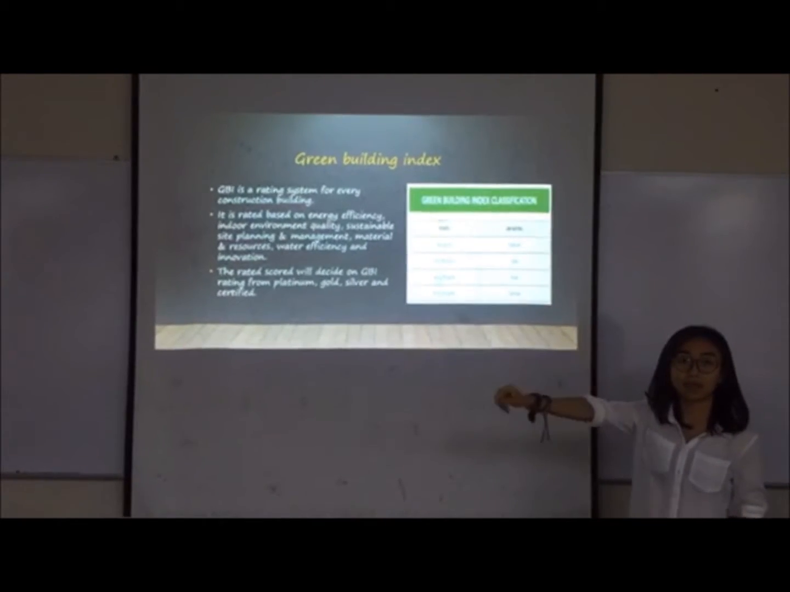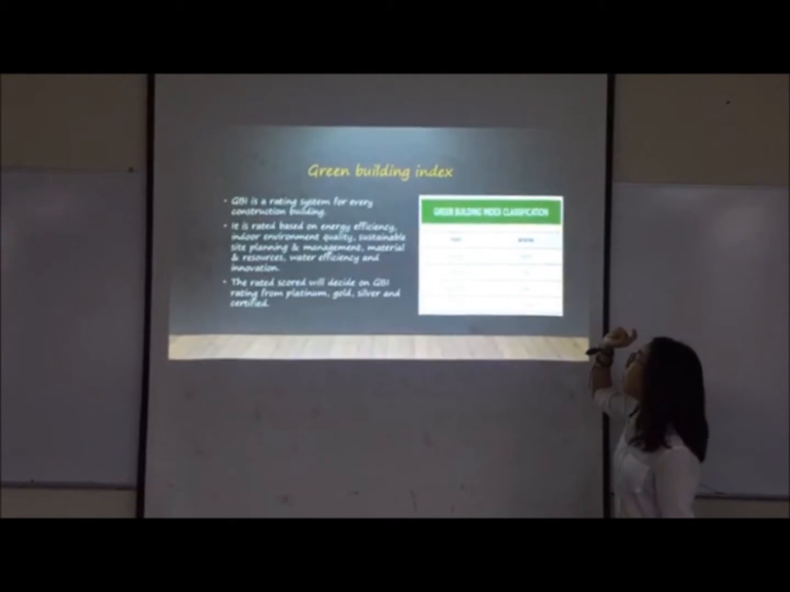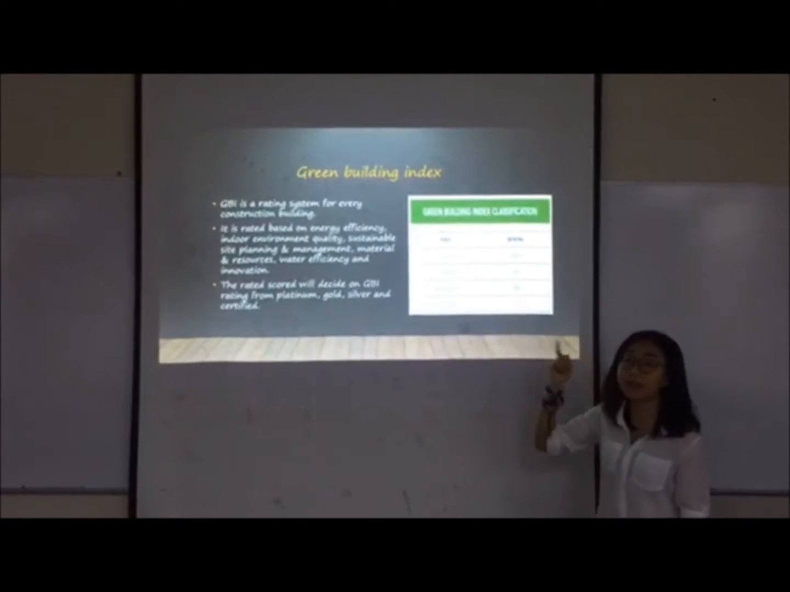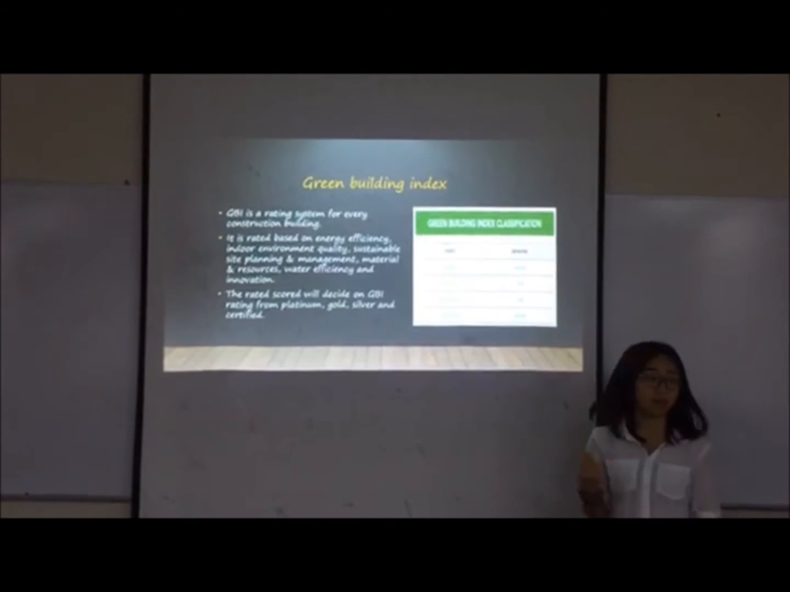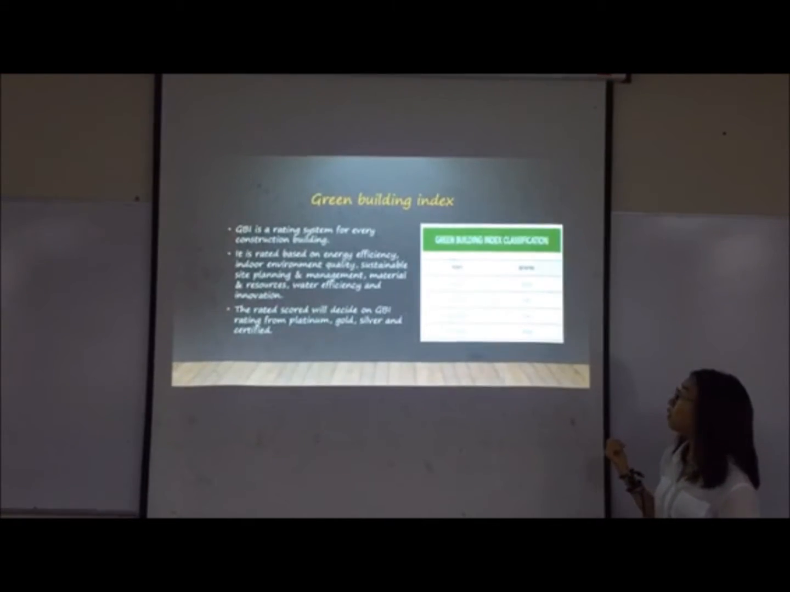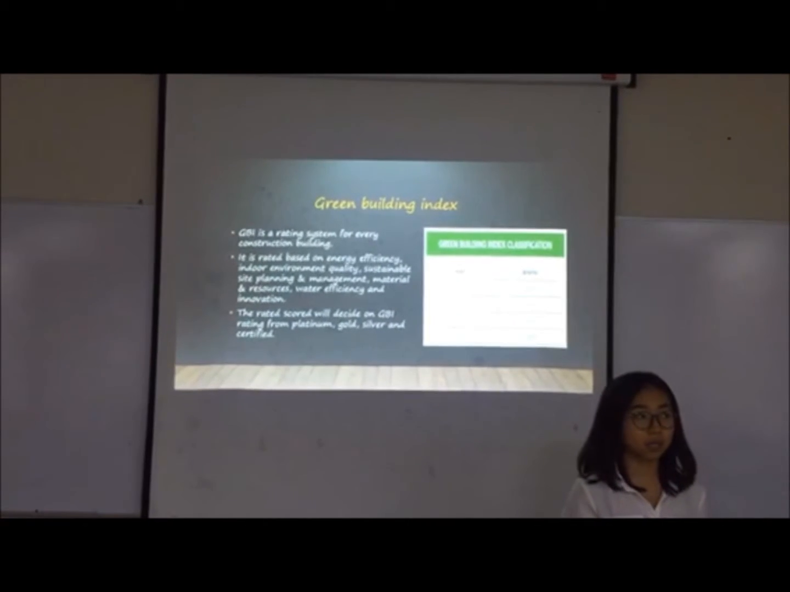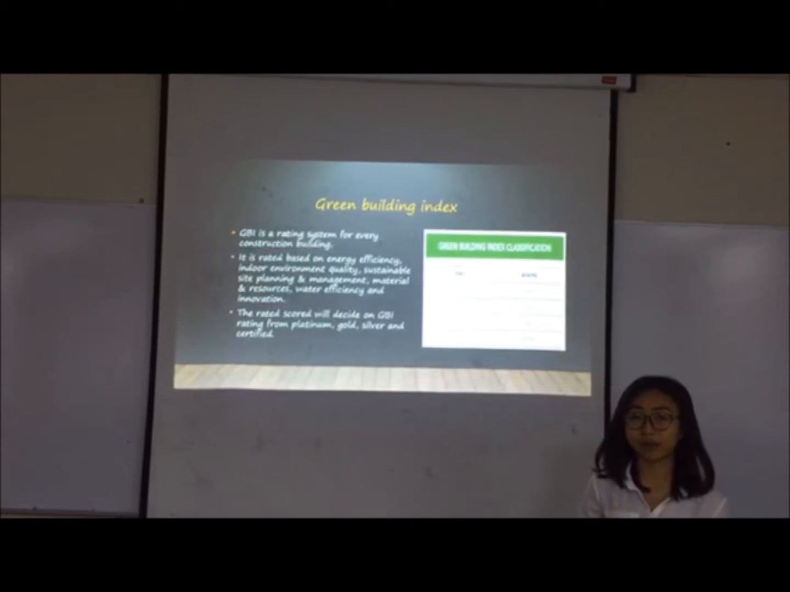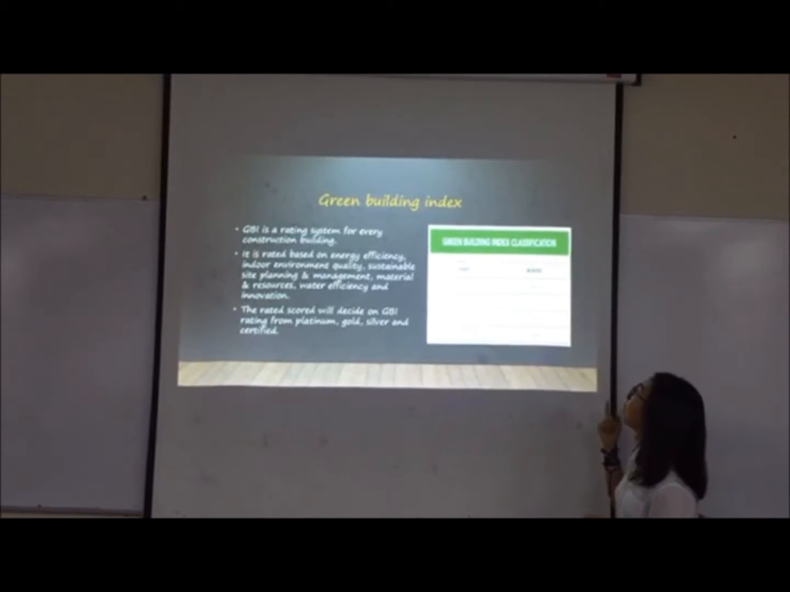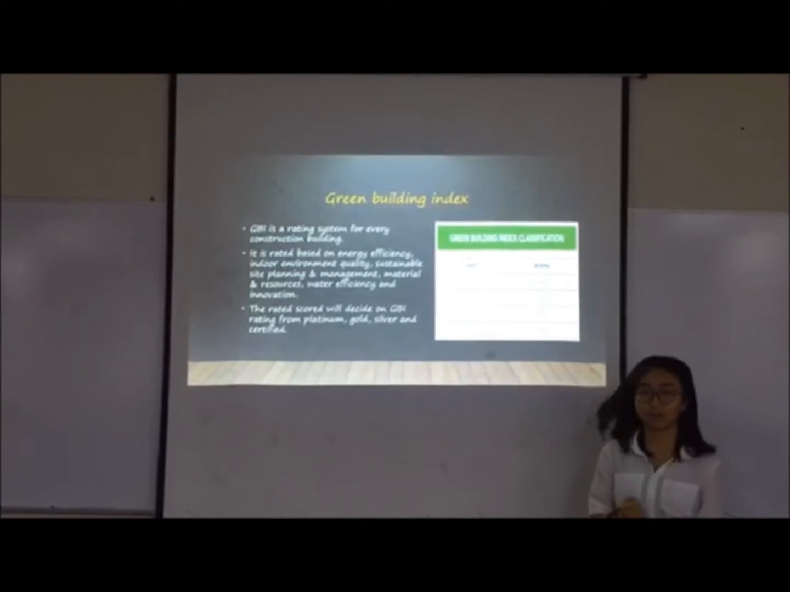From here we can see that 86 points is the highest, which will get the platinum grade. And then the lowest is 50 to 65 points, which will get the certified class. So for example, our local project, the San Dabi House, a greenhouse, is one of the examples of a green building which gets the highest rating, the platinum class.